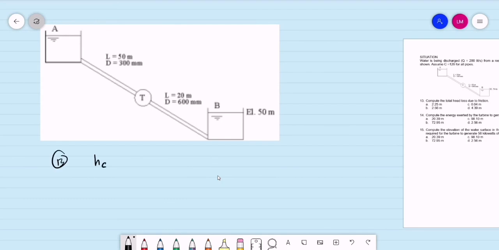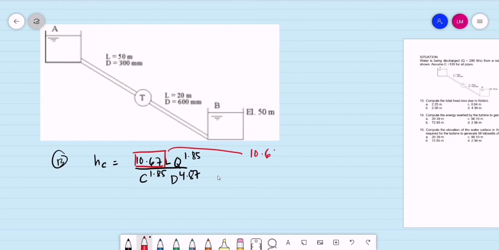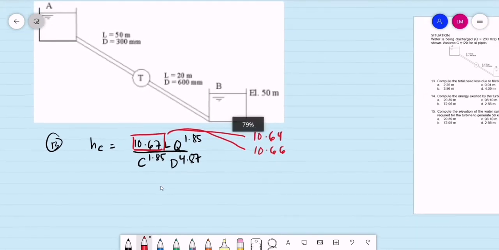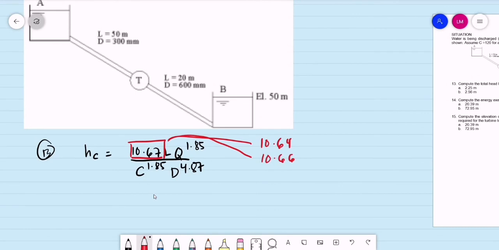The Hazen-Williams formula for head loss is equal to 10.67. The pipe length, discharge raised to 1.85. This is divided by yung C raised to 1.85. Pipe diameter raised to 4.87. Kaso nga lang sa mga lumang reference or sa ibang reference, minsan hindi siya 10.67. Minsan may gumagamit ng 10.64. Meron din gumagamit ng 10.66. Pero, if you are to derive this one from its original form, yung formula, ang lalabas talaga ay 10.67.